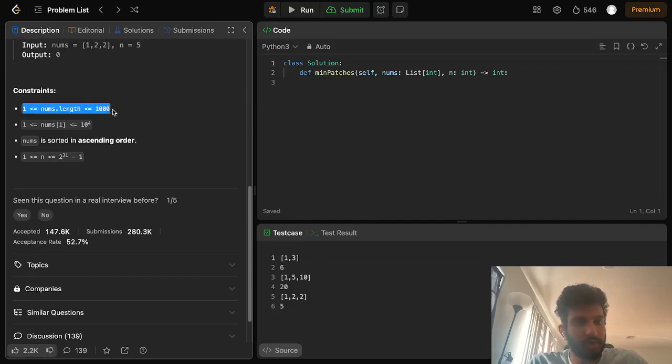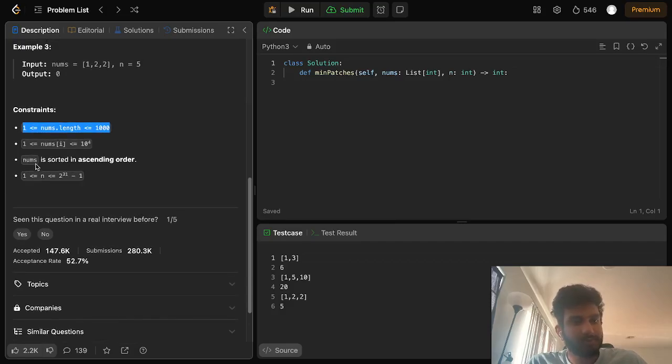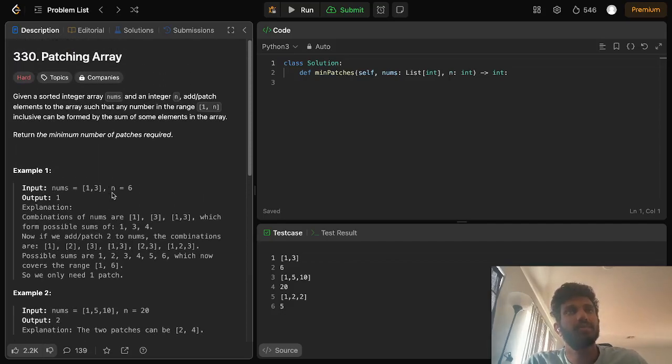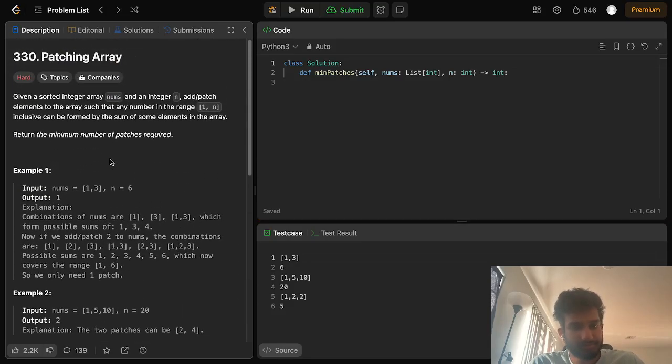So the constraints here are we have 10 thousand numbers, 10 to the power of 3. We have nums[i] in the range of 1 to 10 to the power 4, and nums is sorted in ascending order. So basically, the approach that's running in my head is some sort of binary search, mainly because we have a sorted array. It's not exactly big, but I think this is just a hint.